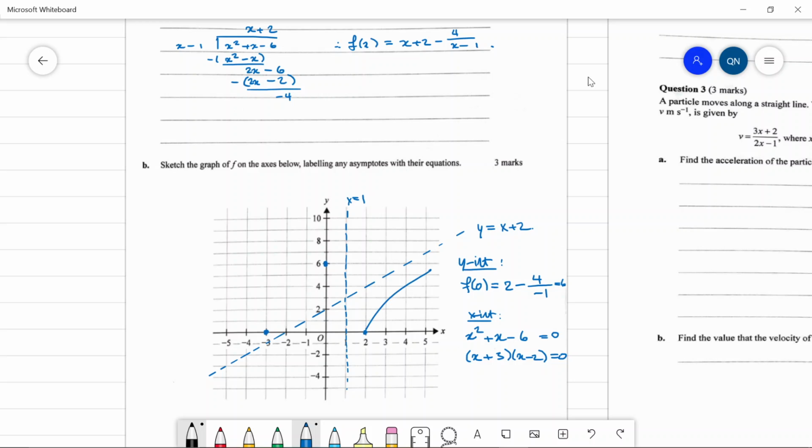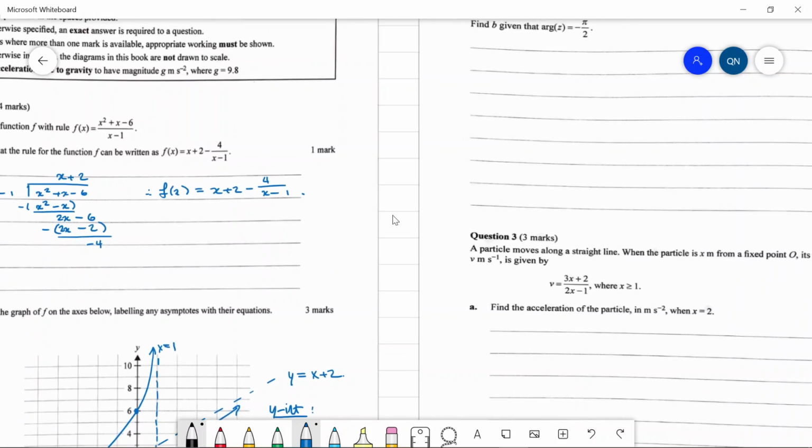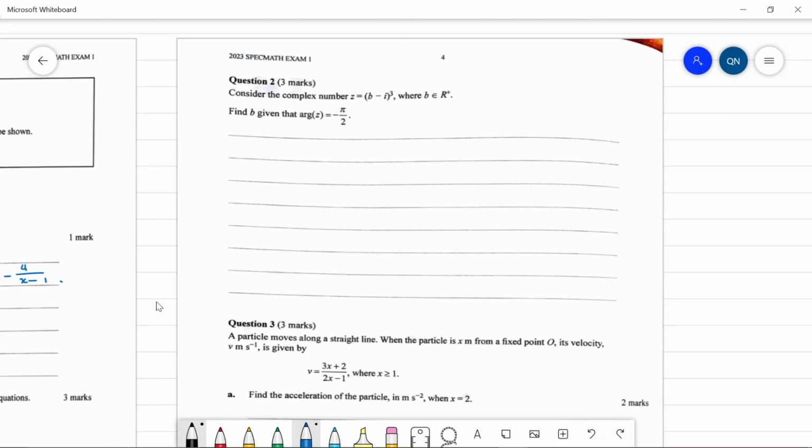I'll try to do a rough graph. You guys could probably do a better job than me, because it's kind of hard doing it on the drawing pad. Yeah, something like that. That's good enough. Alright, sketch the graph of f, labeling asymptotes. That should be all. So we've got a nice 4 marks in under 4 minutes on the recording.